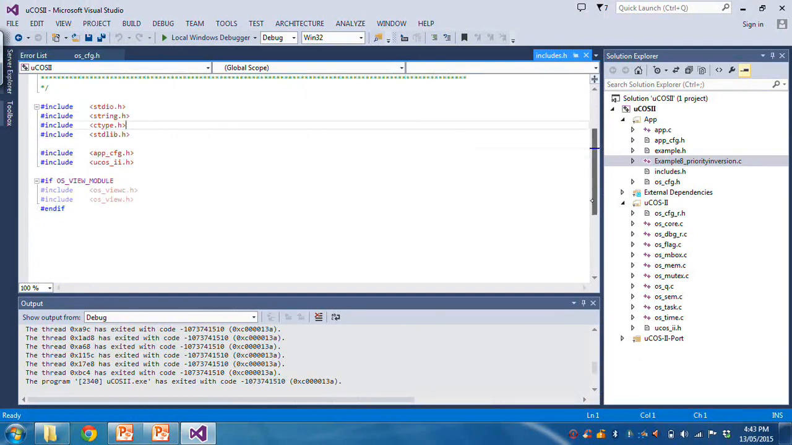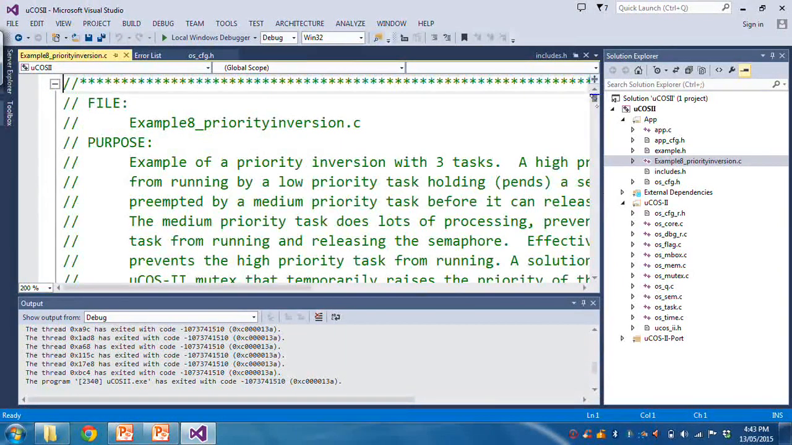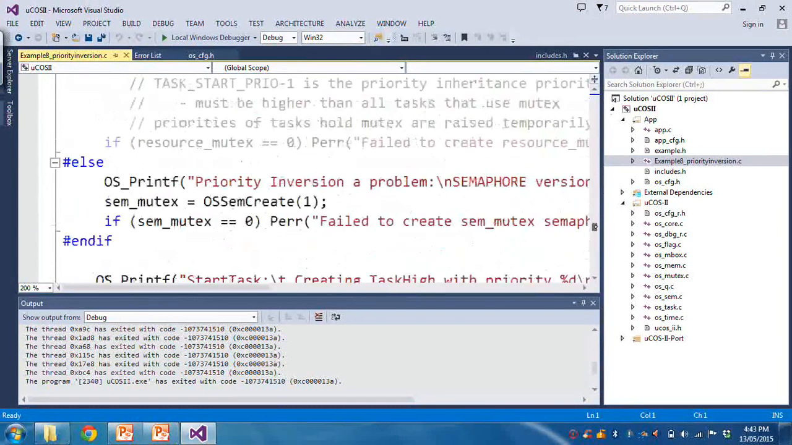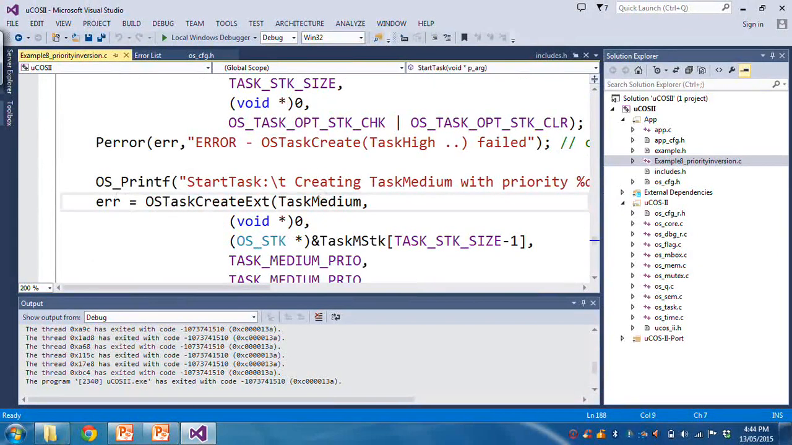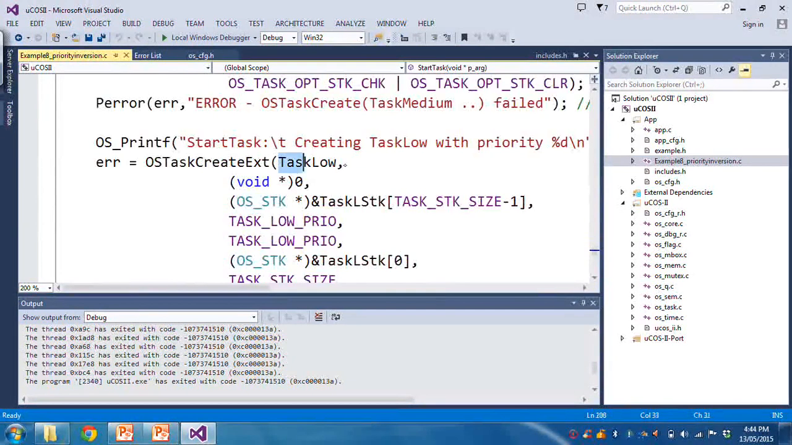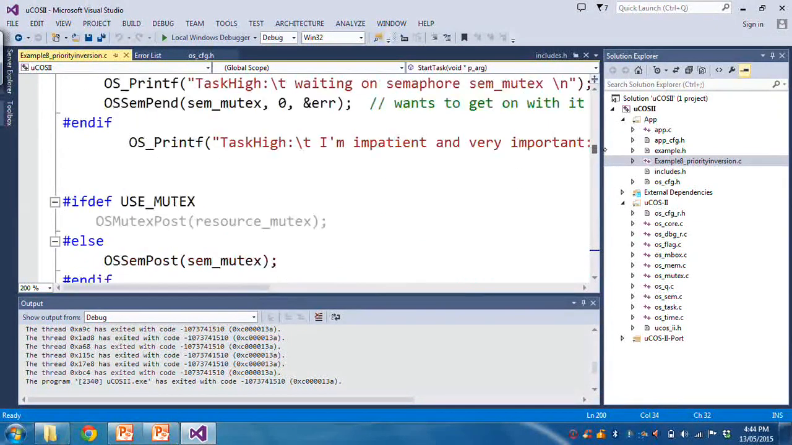I wanted to quickly point out, yesterday I talked about priority inversion. I just want to make sure that everyone's aware that there is an example on the web page that you can run for yourself. It creates 3 tasks: a high priority task, a medium priority task, and a low priority task. Have a look at what each one does.